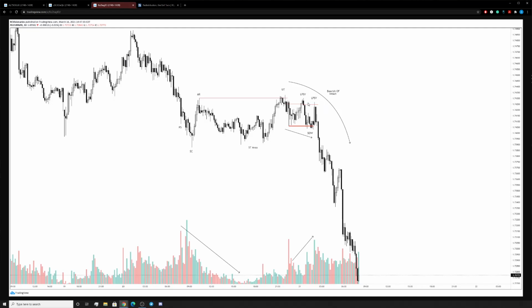So we have 1, 2, 3 mitigations, or upthrust liquidity grab 1, 2 mitigations, which signifies strong bearish order flow to the downside because this LPSY took out structure here, gave us our SOW, and this doesn't really make sense. So naturally, if it doesn't make sense to go up, then it's going to come down.